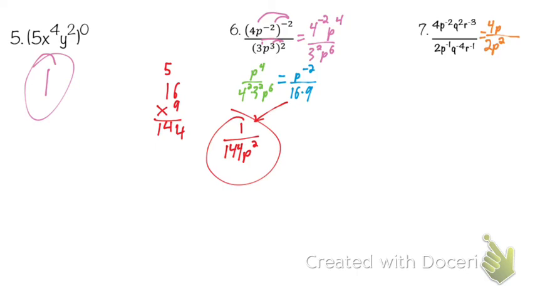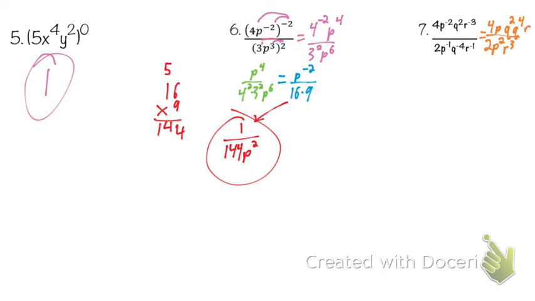Now I'm going to go on to my q's. So I did my coefficients. The 4 and the 2 stayed. I did my p's. They both moved. Now I'm doing my q's. Q to the second, is that moving or staying? Staying. Q to the negative fourth, is that moving or staying? Moving to the top. R to the negative third, moving or staying? Moving to the bottom. R to the first, moving or staying? Moving.